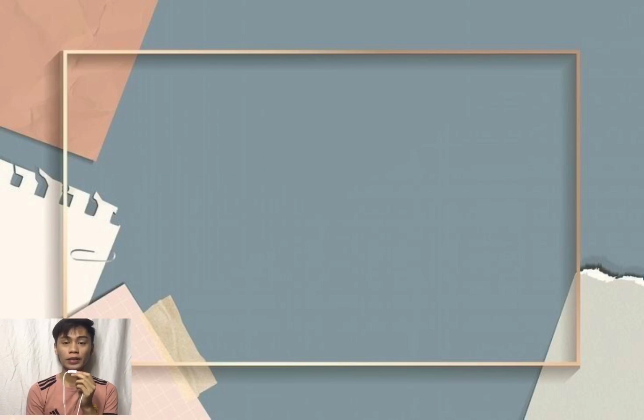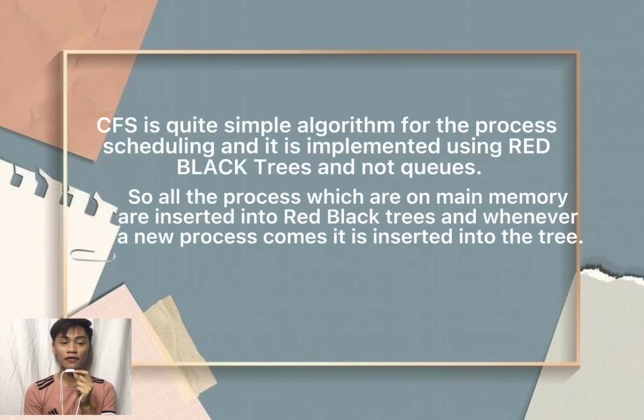So what is the completely fair scheduler? CFS is a quite simple algorithm for process scheduling, and it is implemented using red black trees and not queues. All the processes which are in main memory are inserted into the red black tree, and whenever a new process comes, it is inserted into the tree.